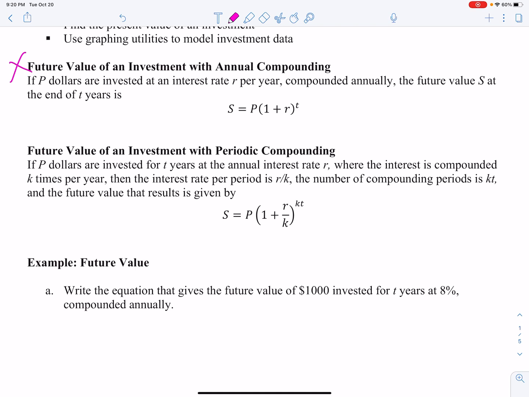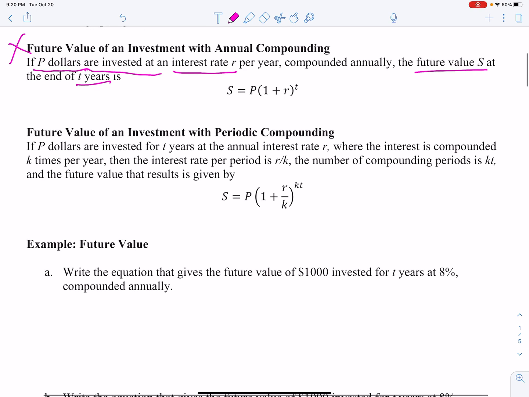So you need to know what each of these variables mean, right? So P is the dollars that are invested. In other words, it's the amount of money you put into the account. R is the interest rate per year, compounded annually here. So the future value is S at the end of T years. You're just going to read the problem and it'll say, with annual compounding, and it'll give you those variables. You plug them in, solve for the unknown. We'll do a few examples.